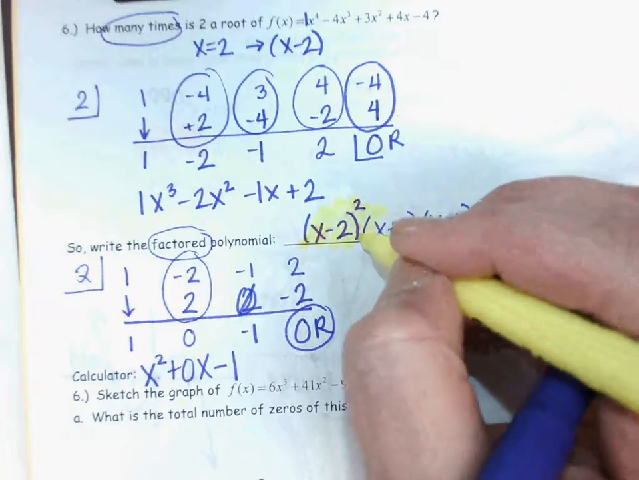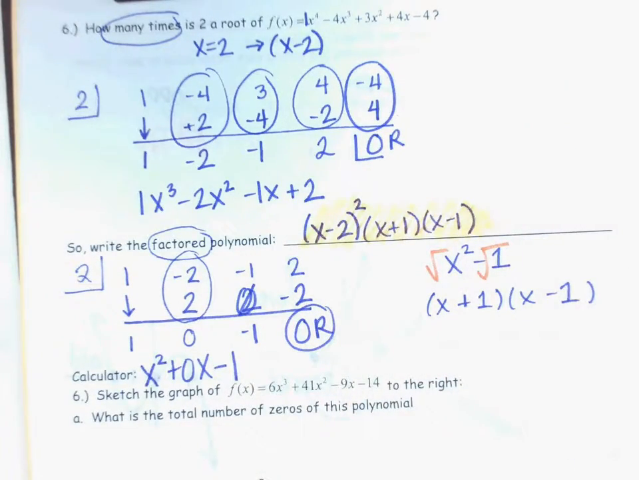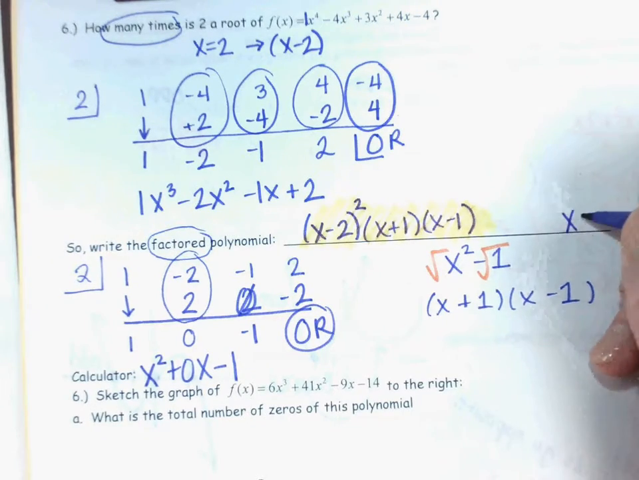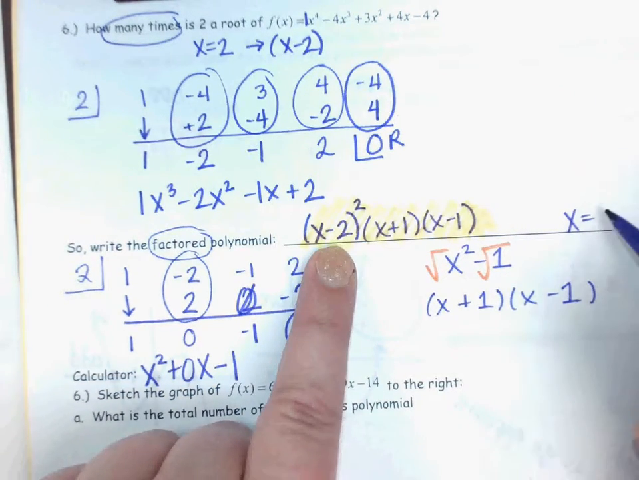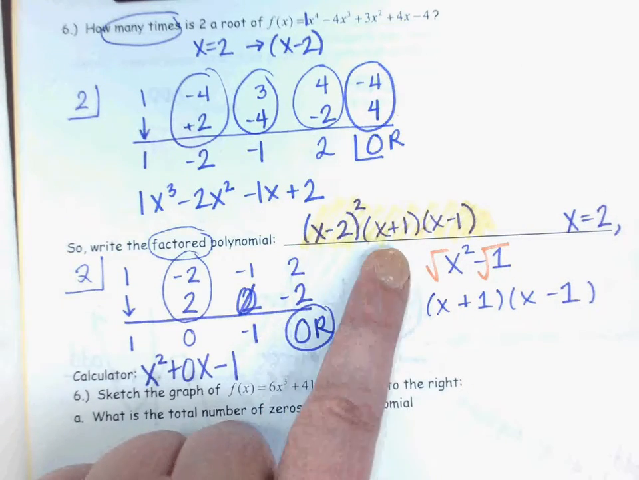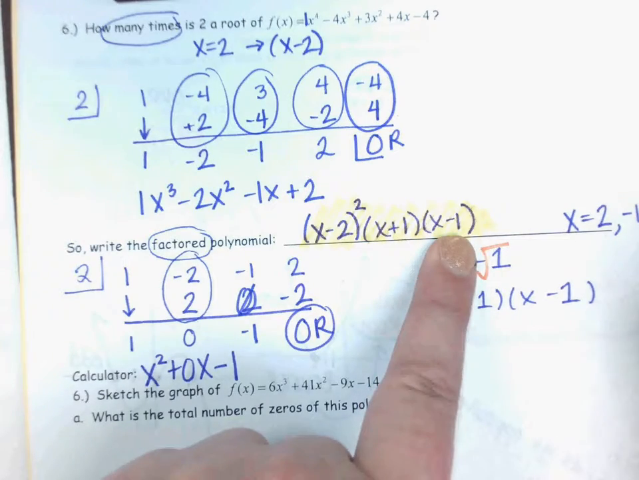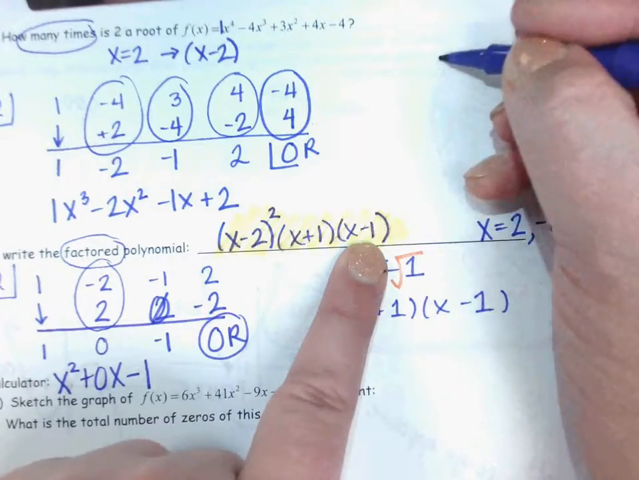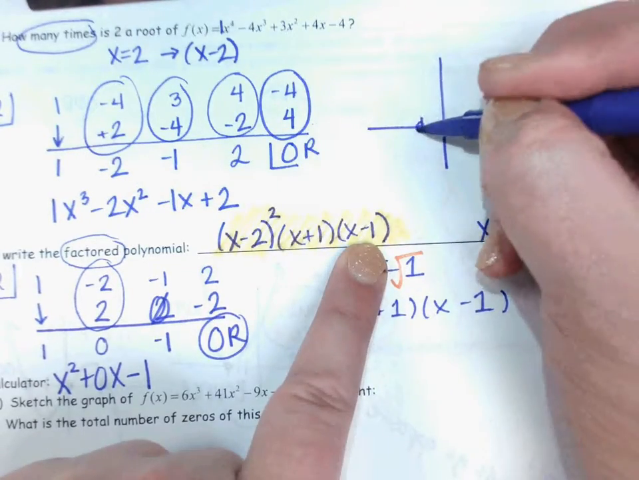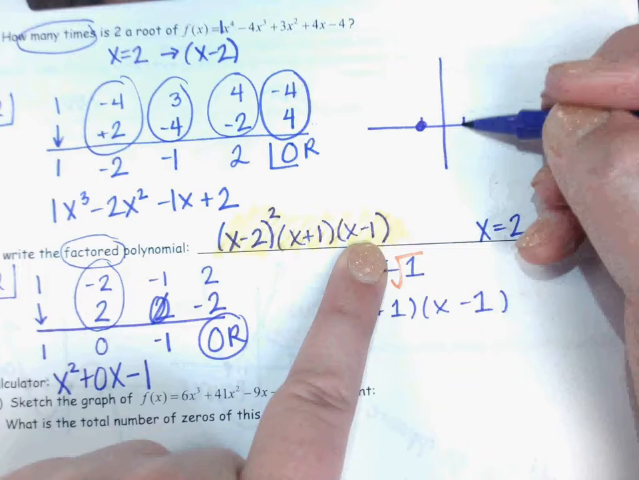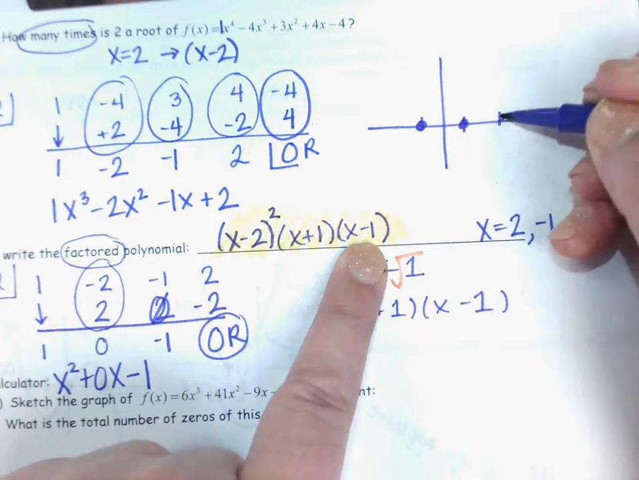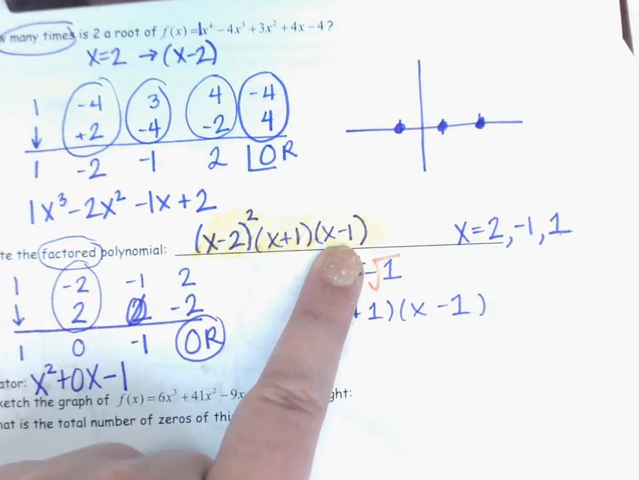Now, if those are my factors, what are my x-intercepts going to be? You're just switching the signs. So if that's a minus 2, what is it? Positive 2. If that's a plus 1, what is it? Negative 1. And if that's a minus 1, what is it? Positive 1. Now we're going to sketch the graph. So where are your dots going? At negative 1, positive 1, and positive 2. Which of those is the double that's going to be a bounce?